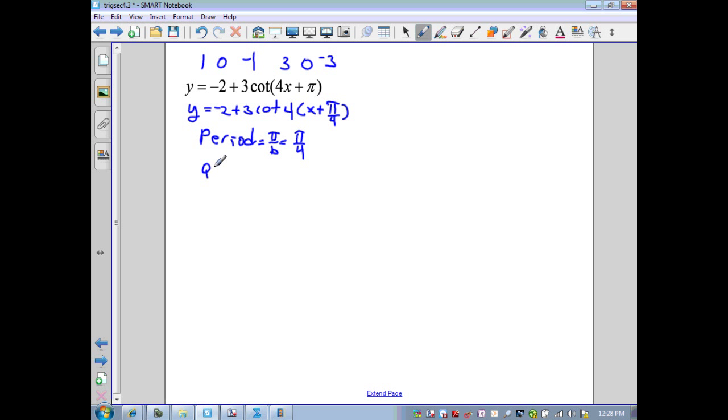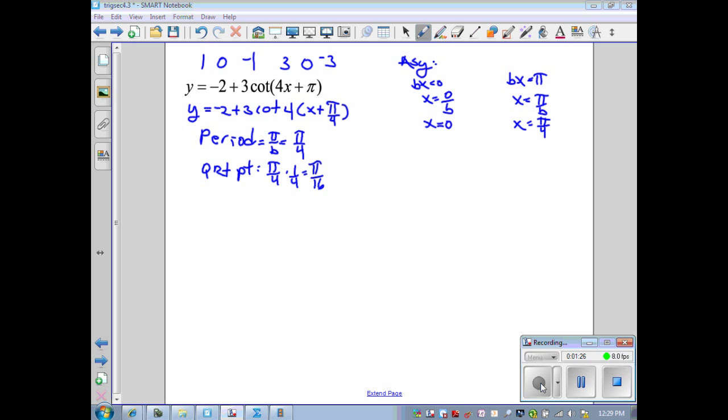Then my quarter point will be my period times 1/4. Pi over 4 times 1/4 gives me pi over 16. We continue by finding the asymptotes. Here I have bx equals 0, or x equals 0 over b, therefore x is going to be 0, or bx equals pi. Substituting in, I get pi over 4.